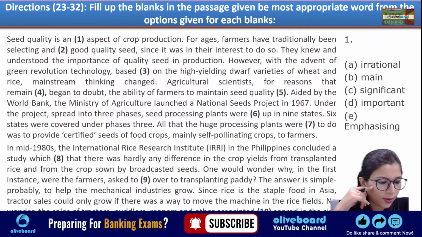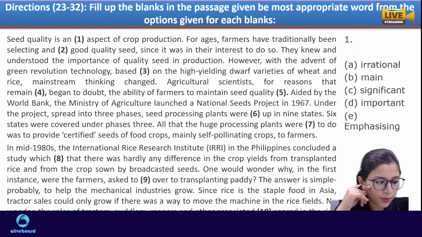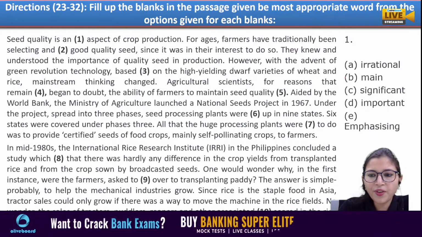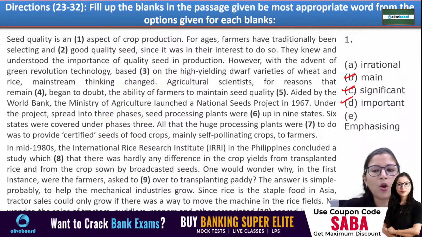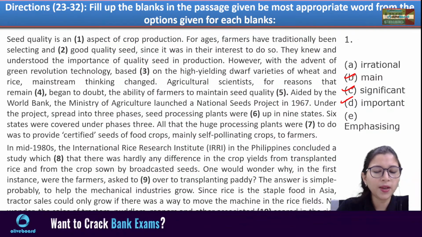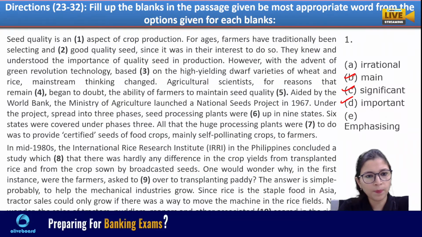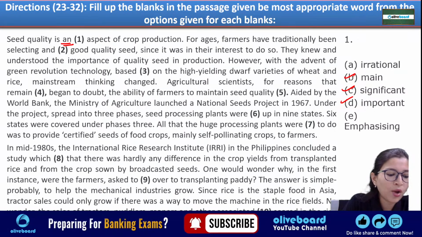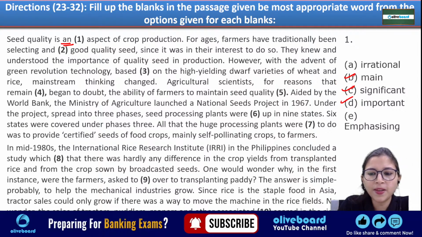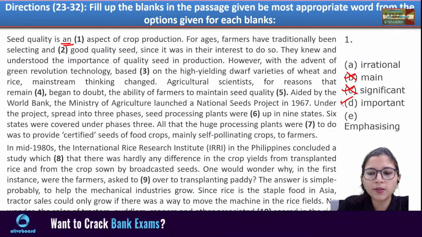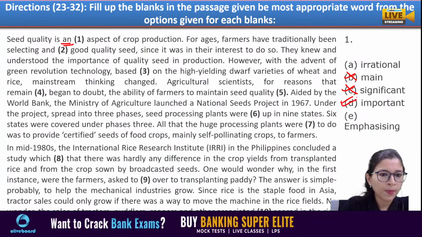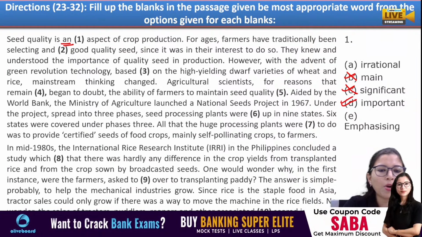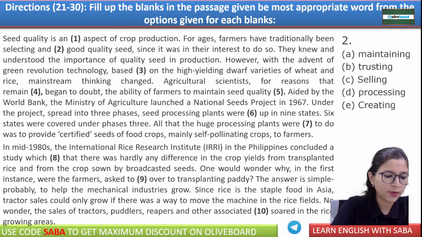Who is saying C? Sabri is saying C. See, significant, main, important, they all carry the same meaning. But here we have the word and. So simple, and you have to keep in mind, it cannot be significant, it cannot be main. The correct answer will be only and. Seed quality is an important aspect of crop production. Simple. Yes. Next.